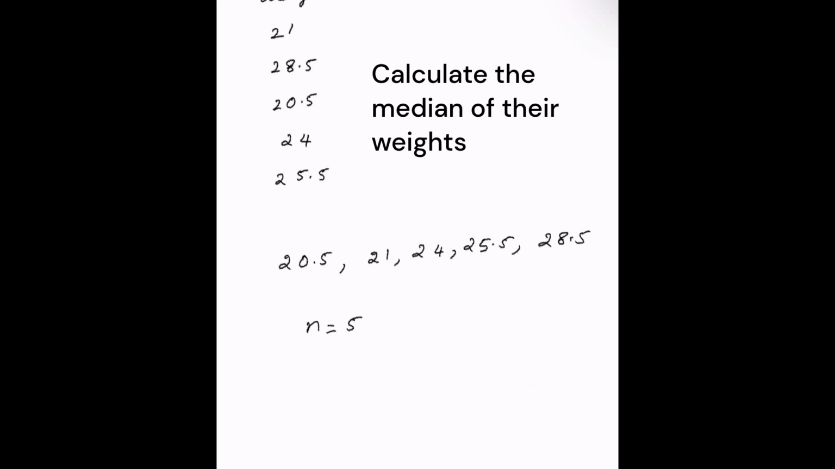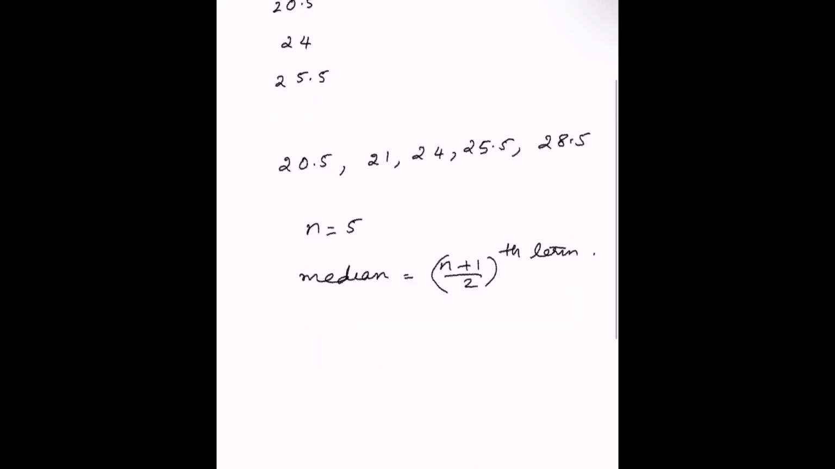So which will be my median? The median would be the (n plus 1) by 2th term. This will give me the median. So here the median is going to be 5 plus 1 is 6, by 2, which is the 6 by 2th term, or you can say the third term, 1, 2, 3. 24 is the median.